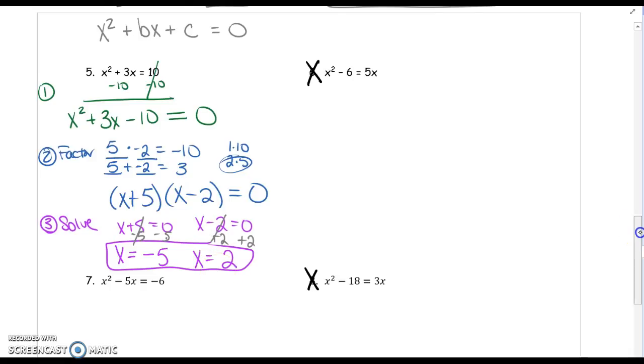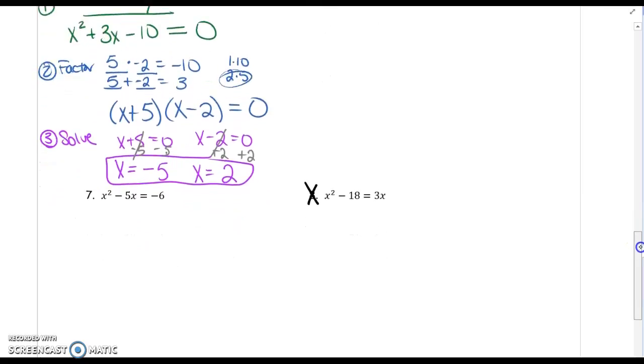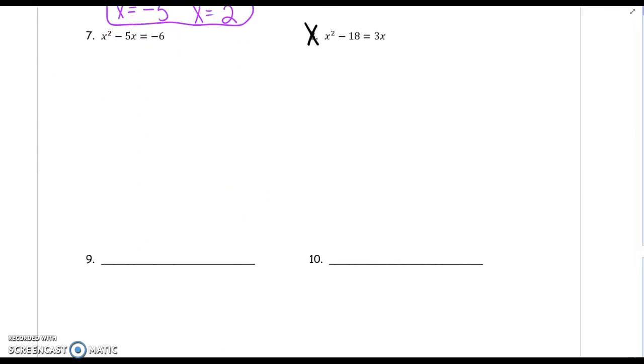All right, number 6. We're going to skip 6 and 8. Take a look at number 7. Number 7 is also not in standard form. What should we do to make that negative 6 go to the other side of the equation? Add 6. We can't just move the negative 6 to the other side, but we can add 6 to both sides. That will give us x squared minus 5x plus 6 equals 0. Give this one a try on your own.